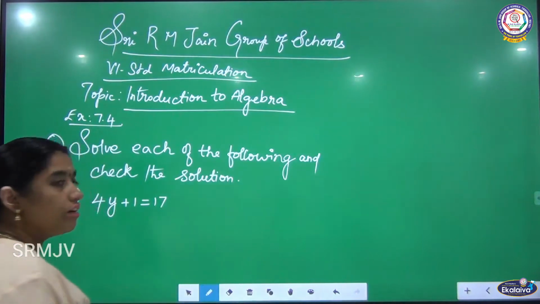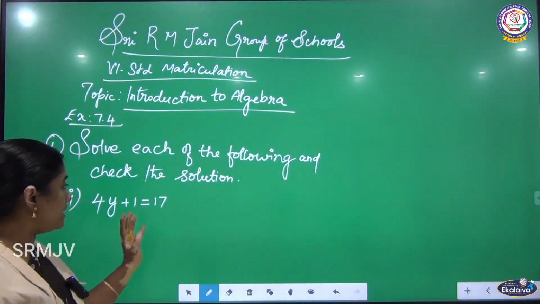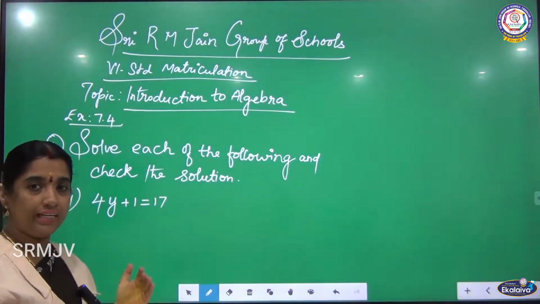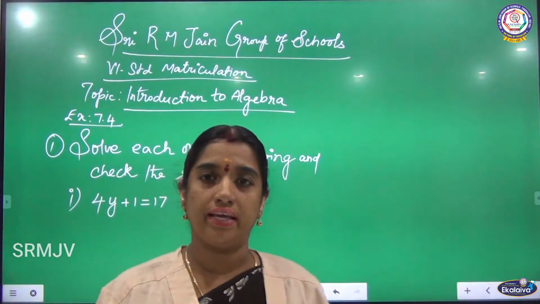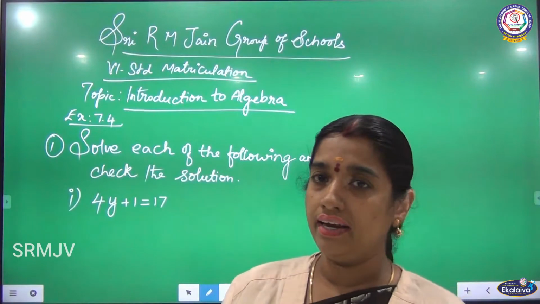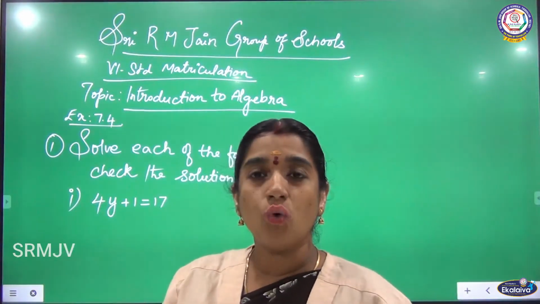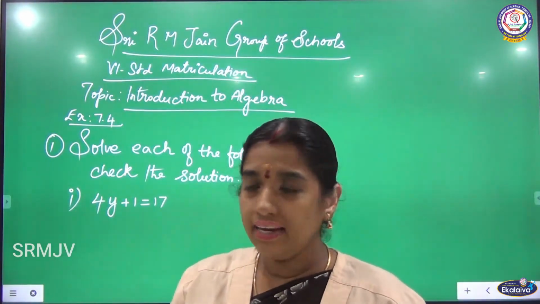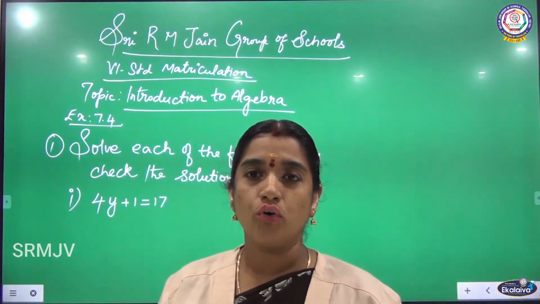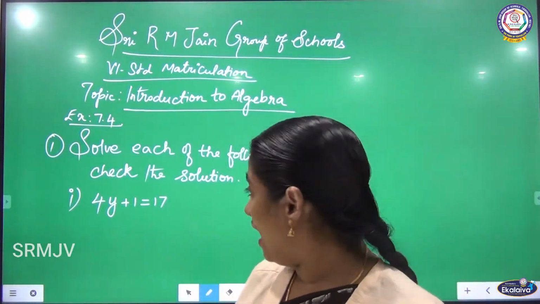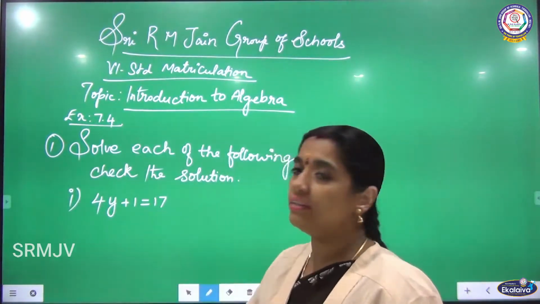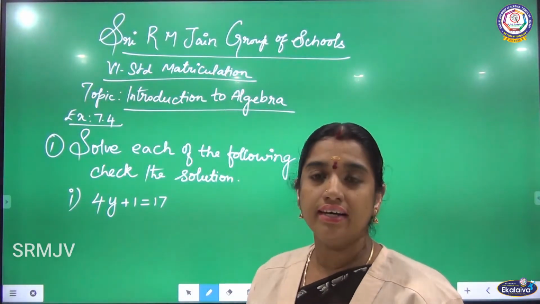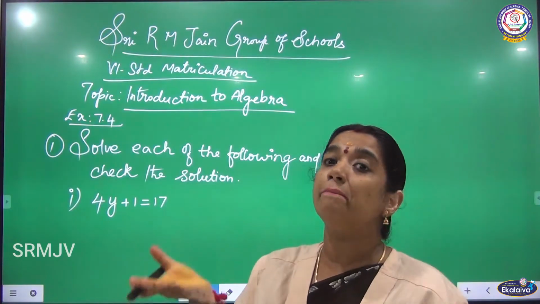Listen, 4y plus 1 is equal to 17. Here I am going to find out the value for y. 4y plus 1 and 17 both are what? Equal, and here I am going to find the y value. After finding this y value, I am going to substitute it in the equation to check whether my equation balances.